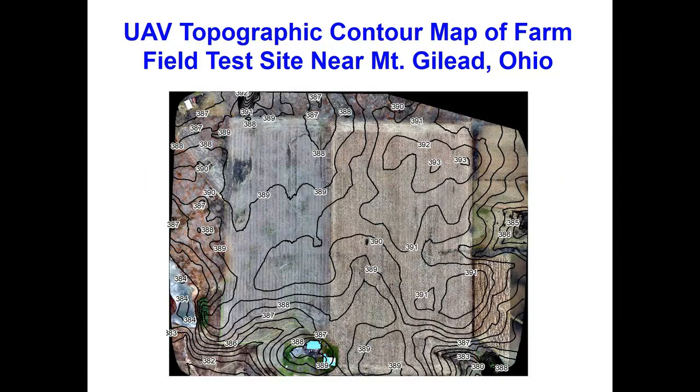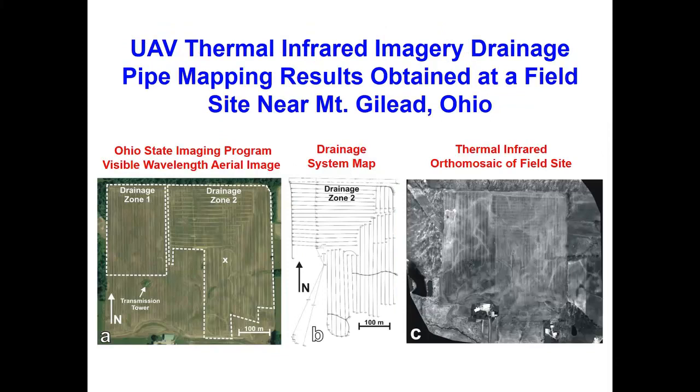So you can take that and then produce just a contour map of the field that could even be used for installing a new drainage pipe system, but certainly if you're retrofitting a system and putting in new drain lines in between the old ones. So that's some additional useful information that you get.